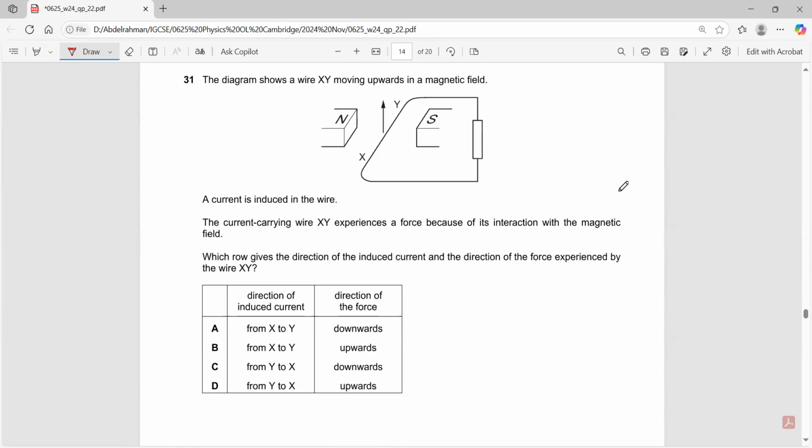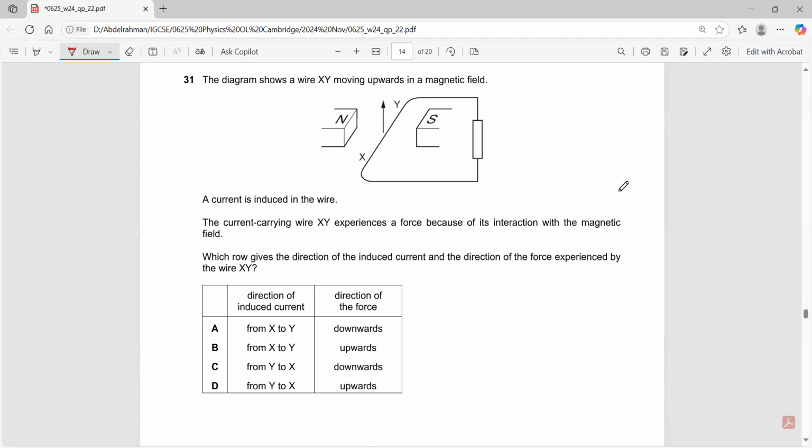Diagram shows a wire XY moving upwards in a magnetic field. A current is induced in the wire. The current carrying wire XY experiences a force because of its interaction with the magnetic field. Which row gives the direction of the induced current and the direction of the force experienced by the wire? So can I find the direction of the force?